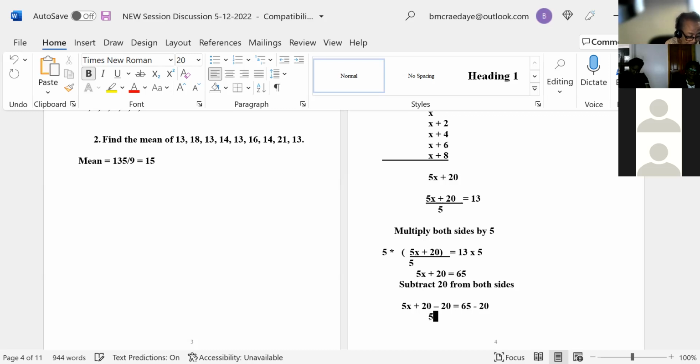So I'm left with just 5x, right? And you said this was 45. What number times 5 gives 45? 9. So x equals 45 over 5, which equals 9.